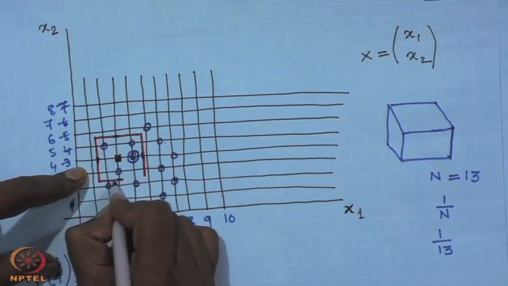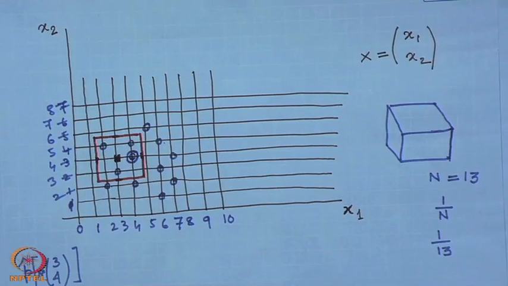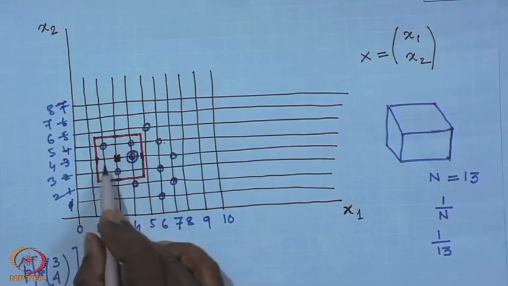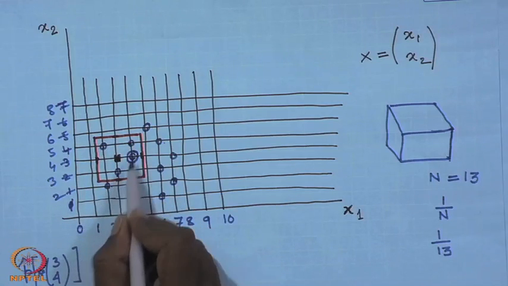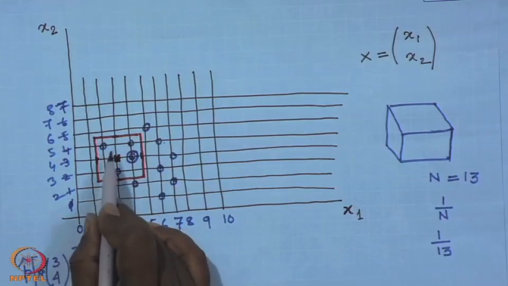So, this is the box that I have. And now, I count how many training samples are actually falling in this box. We find that the total number of samples falling in this box is given by 1, 2, 3 and there are 2 more samples. So, total 5 samples are falling in this box.